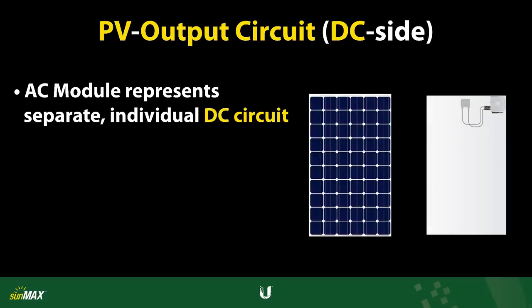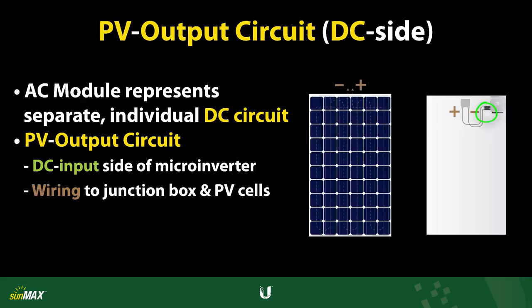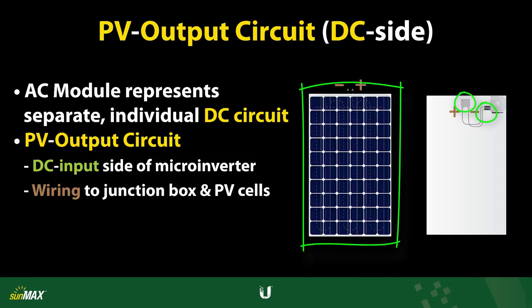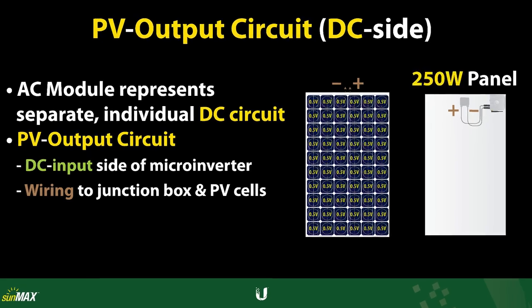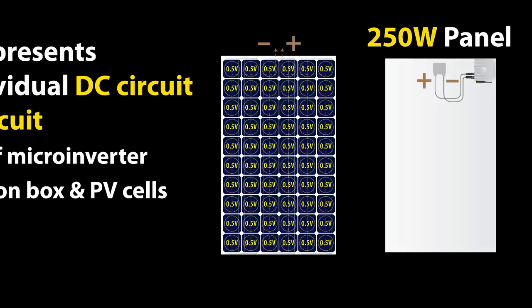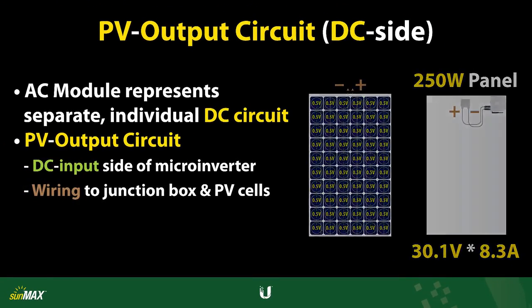Also known as the PV output circuit, this represents the DC side of the microinverter, that is, the DC circuit wiring passing through the junction box of the panel across all the PV cells. Each PV cell supplies approximately 0.5 volts of potential, so to achieve 250 watts of power, here 60 cells are connected in series to provide a total of 30.1 volts with 8.3 amps of direct current.